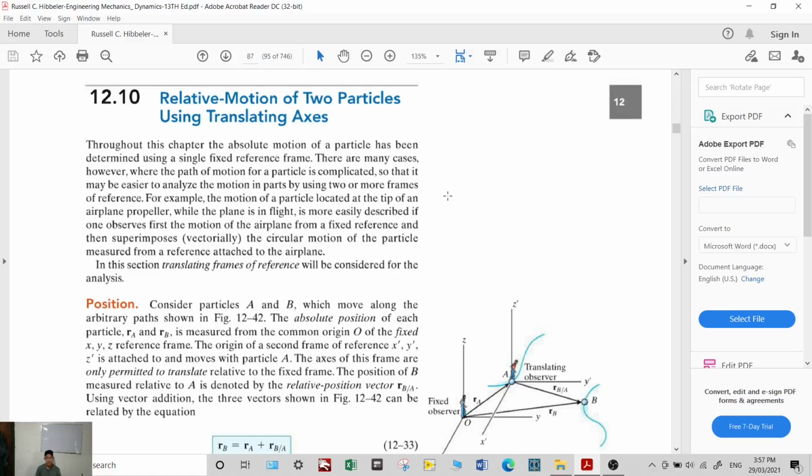This topic is important when dealing with two objects that are moving independently. For example, if they are components of a machine, we do not want these two objects to collide. So what do we do? We will use this concept of a translating axis in order to determine the direction of a particle with respect to another particle.